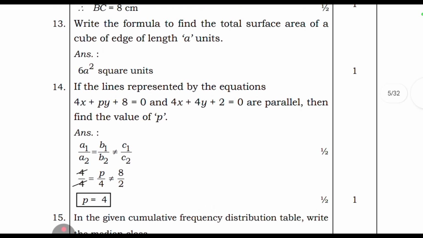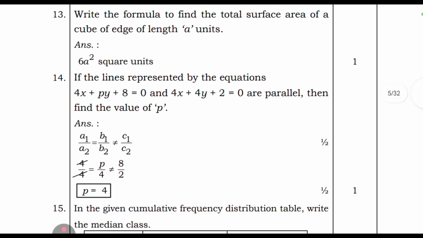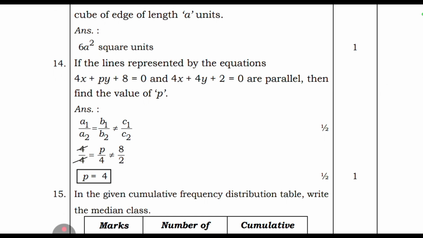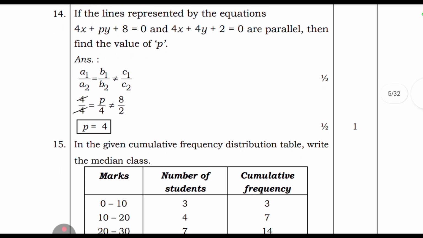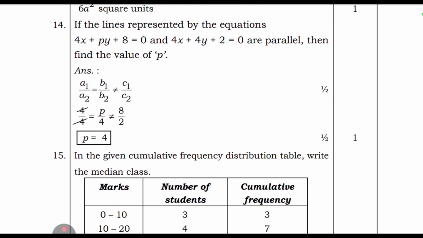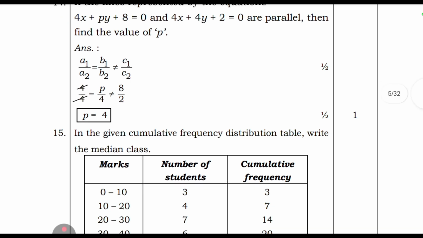And this is the 13th question, that is 6a square units. They have asked the formula, find the total surface area of the cube with length a. Whatever length they give, you should multiply by 6 into the length square units. Then, if the lines represented by the equations 4x plus py plus 8 is equal to 0 and 4x plus 4y plus 2 is equal to 0 are parallel, then find the value of p. So p is equal to 4.